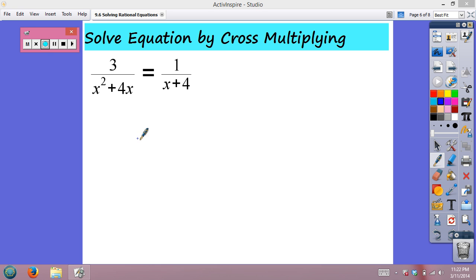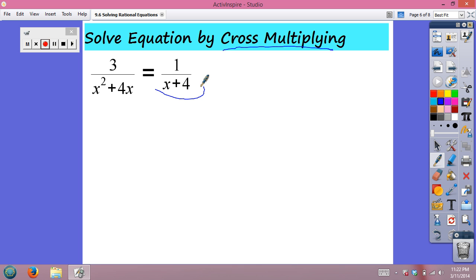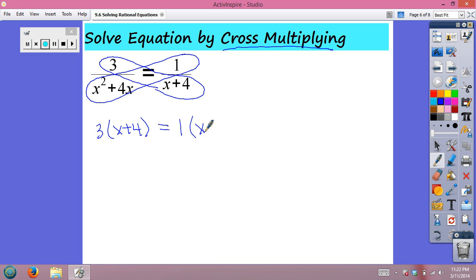So now we're going to do an example where we're going to be applying the cross multiplication. Notice that we have a single rational expression on each side of the equation, so we can use our cross multiplication method. It helps me sometimes to actually draw this out so I know what I'm multiplying together. So if we do our first two terms, we're going to get 3 times x plus 4 is equal to 1 times x squared plus 4x. We know that 1 times anything is just the self, so we don't really have to worry about that.